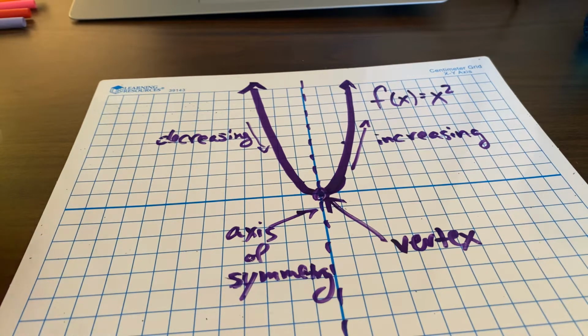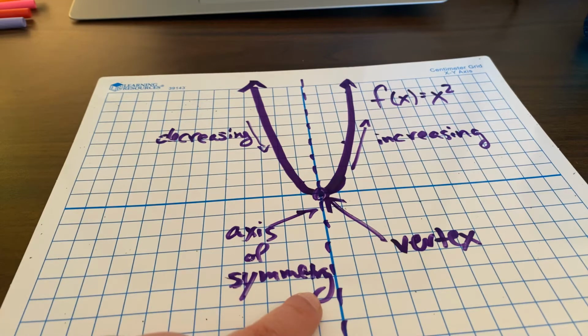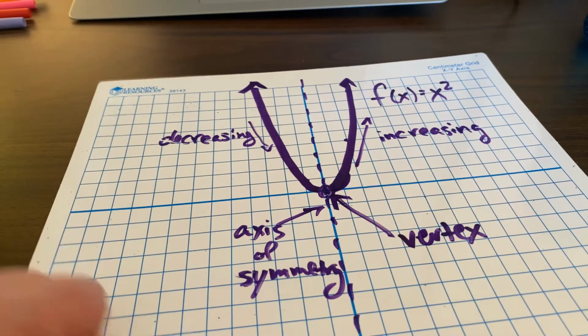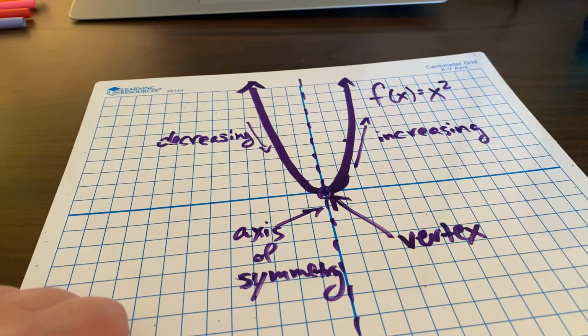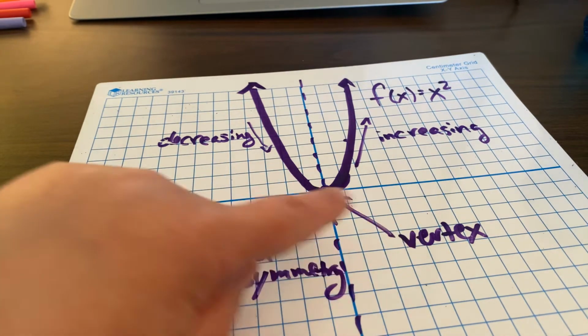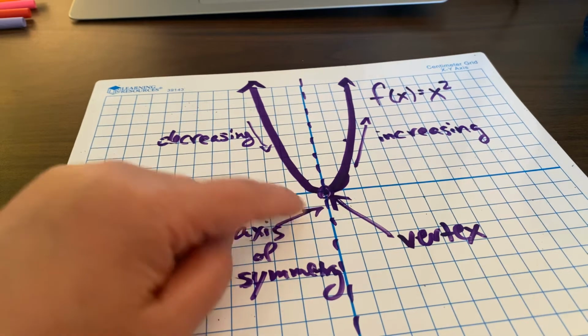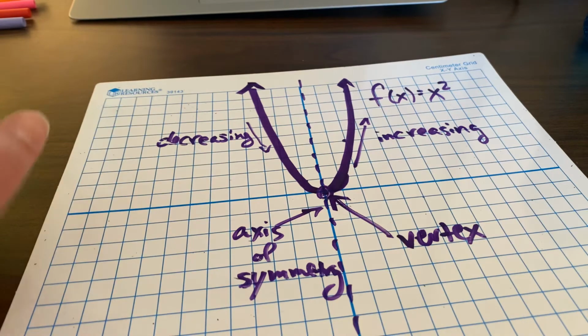And parabolas are symmetric, right? They have an axis of symmetry, so that you could mirror it over that axis of symmetry and it would land on itself. It also has a vertex. In this case, it's the lowest point. Sometimes it is a maximum or the highest point, which is your vertex.